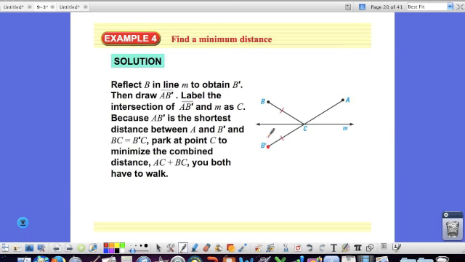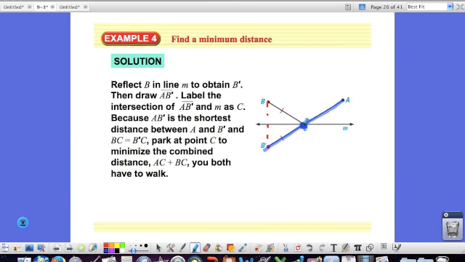You could draw a segment here that would be a perpendicular line, not a bisector, but a perpendicular line from B to B1 is perpendicular to line M. I'm going to label this here. Then you're going to draw a line. So step 2 is drawing this line. Okay? Where line AB intersects M is point C.